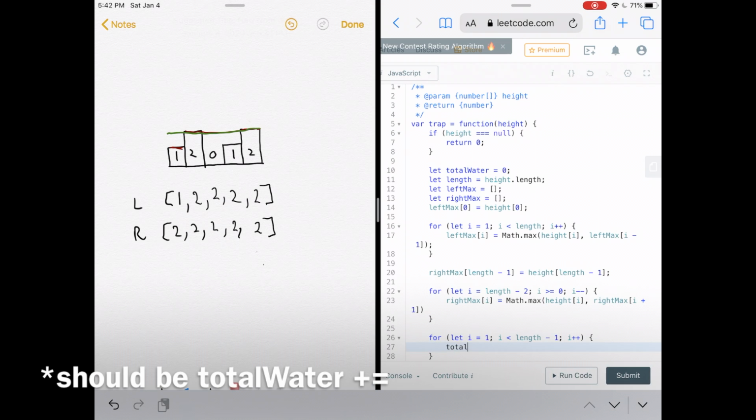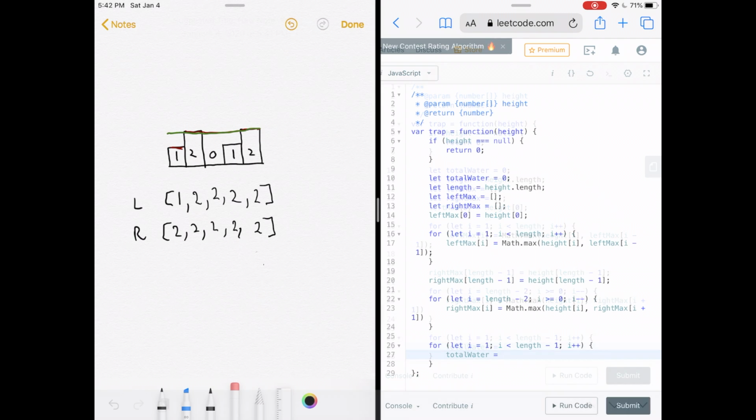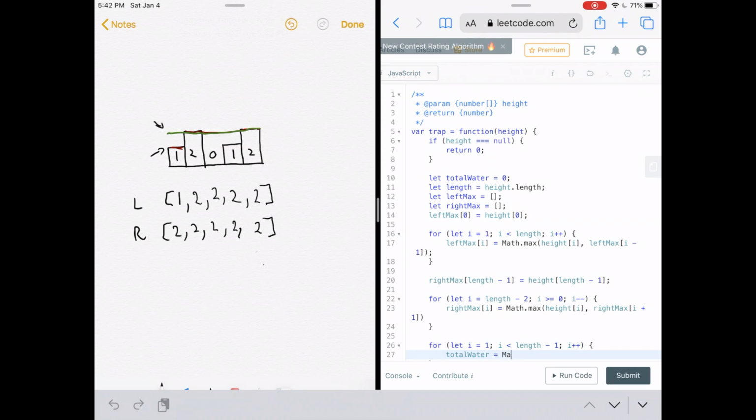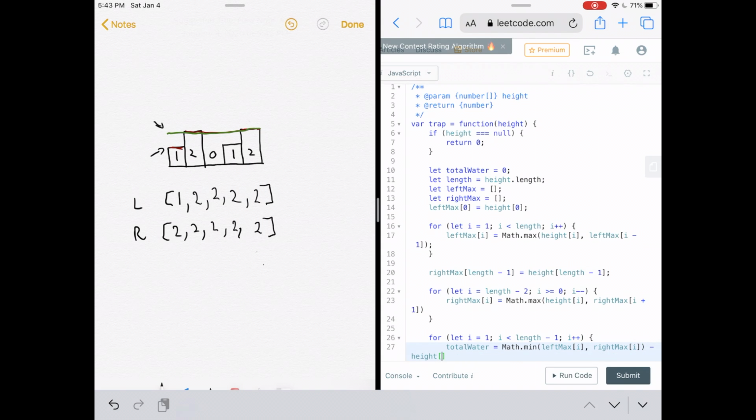So the total water equals the minimum value of these two lines at each index. So that'll be Math.min of leftMax[i] and rightMax[i]. But that'll just give us the max potential height of the water. There might be a building there though, so we have to subtract the height of the building. So minus height[i].